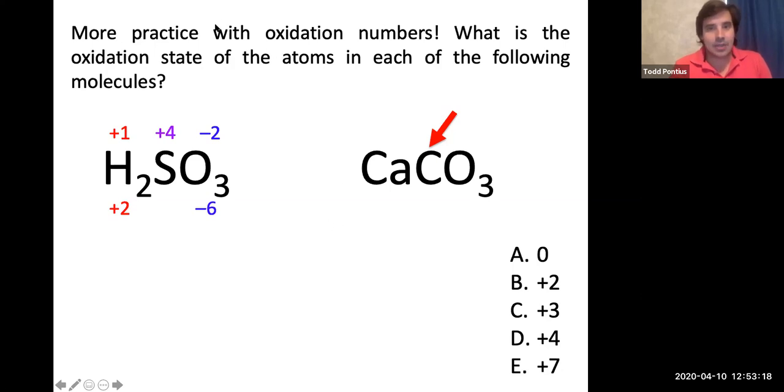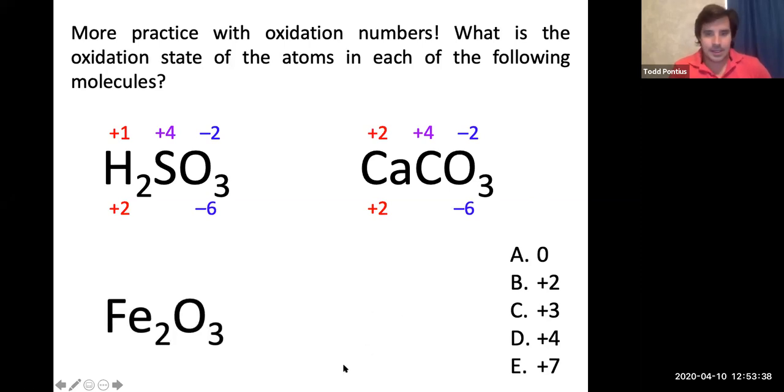Excellent. Once again, it's actually +4. So calcium is in group 2, which means calcium is +2. Oxygen is -2, but there's 3 of them for a total of -6, which means carbon, just like sulfur in the previous example, is +4. But wait, there's more. Here we have iron oxide. And we're looking at the iron here. So I want to know, what is the charge on each iron? And away we go. So what is the charge on each iron here?